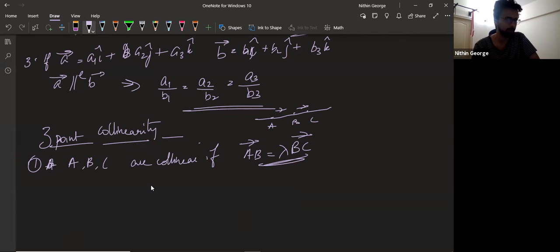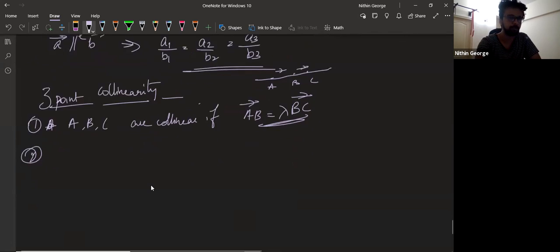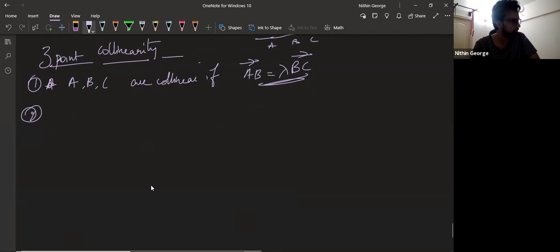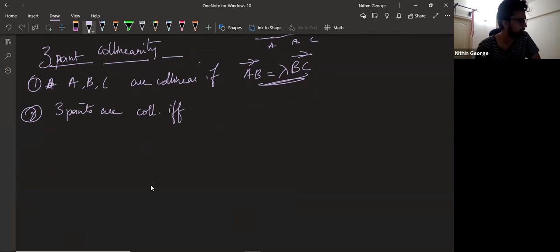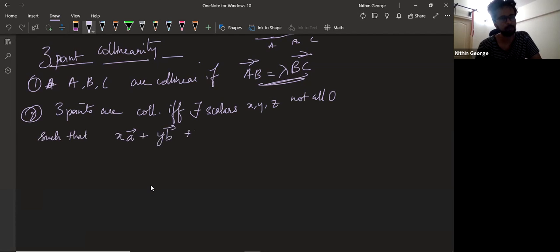Now, second way. Write the note down. 3 points are collinear if and only if there exist scalars x, y, and z, not all 0, such that xa plus yb plus zc equal to 0.